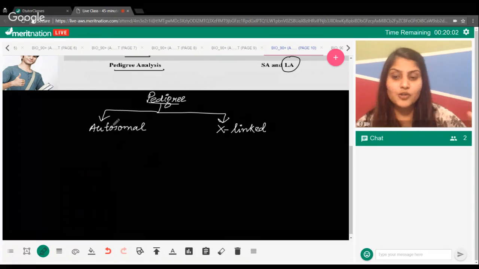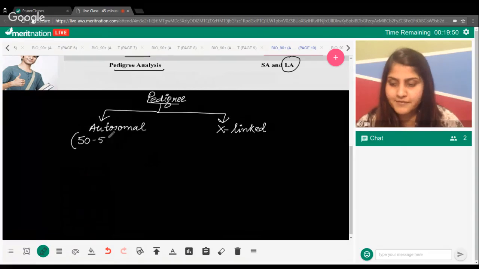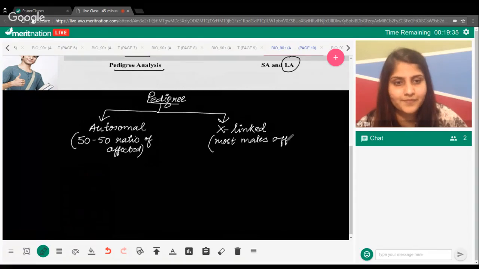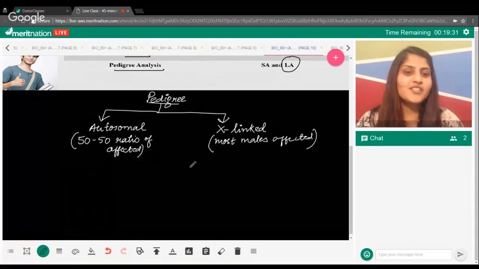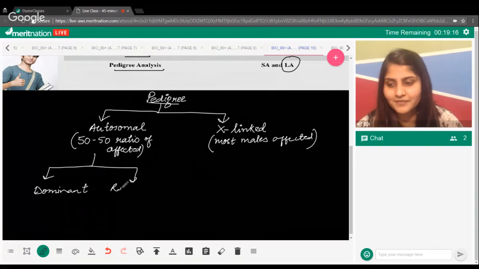If you talk further about autosomal and X-linked, please make sure that if you are looking at some pedigree and it happens to be autosomal, you have almost a 50-50 ratio of affected individuals. If it is X-linked, you will have mostly males affected. Right. So it's just not for dogs, sometimes it's good for humans as well. They give you marks. Now, moving on further, autosomal can further be of two types. It can be dominant, it can be recessive. You understand? And the same thing applies for your X-linked pedigree too.